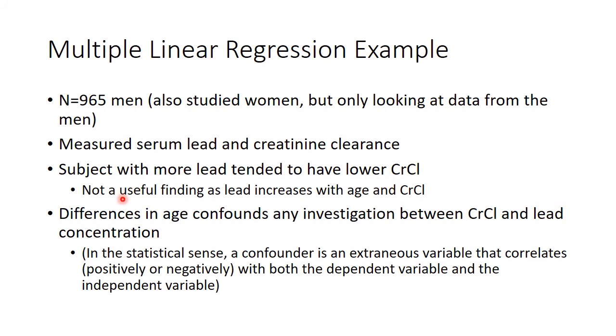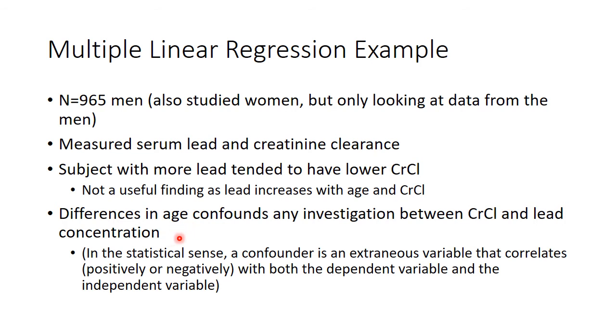And again, this is not a useful finding, as we will see that lead increases with age and creatinine clearance decreases with age anyway. So it wasn't going to be super useful right off the bat there. But we want to find out if these differences in age would confound any investigation between that creatinine clearance and lead concentration. So you need to be able to control for some of these independent variables to determine if they're going to have any effect on our dependent variable.